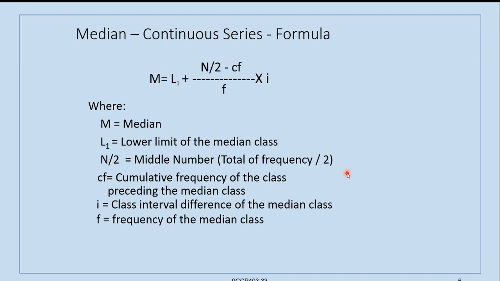And we have also seen the median formula in continuous series where m, that is median, is equal to L1. L1 is the lower limit of the median class, n by 2 is the middle number of the given series, and i is the length of the class interval of the median class, and f is the frequency of the median class.